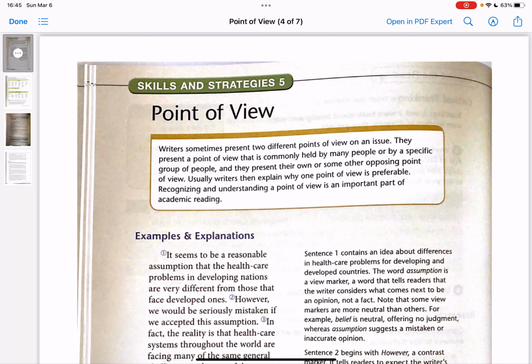And then writers usually explain why one point of view is preferable. It's important for you to understand point of view in the reading so that you can understand what the true point that the author is trying to make is. A lot of times, authors do this. It's called giving a counter argument. Authors will talk about what the general idea is, the common view, what most people think, and then they'll introduce their own ideas or their evidence to prove why that common view might not be correct.